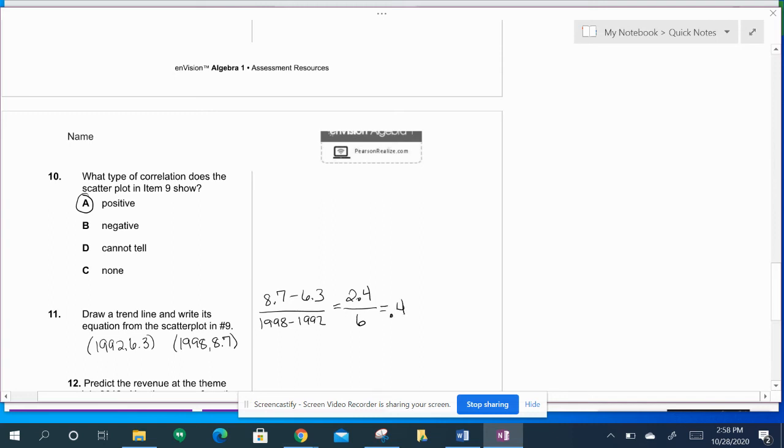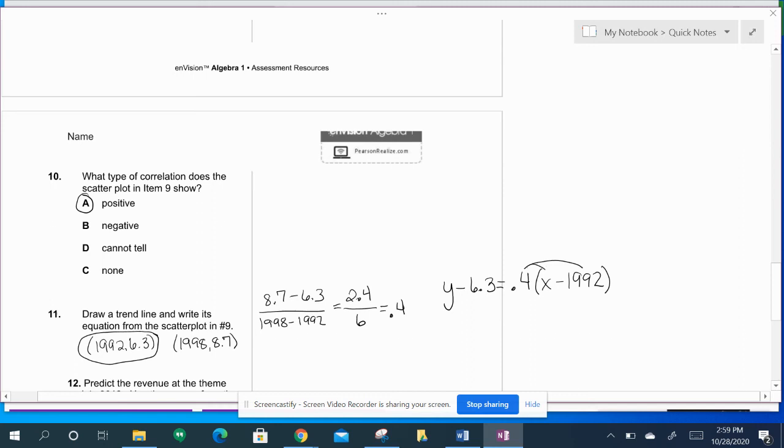Now, I think you'll notice that this is even a different answer than shows on the answer key that was posted, and that's because my trend line is just a little bit different on this practice than it was the last time I did it, and that's okay. All right, so at this point, now that I know my slope, I'm going to choose one of those points and write my equation. So y minus 6.3 is equal to 0.4 times x minus 1992.